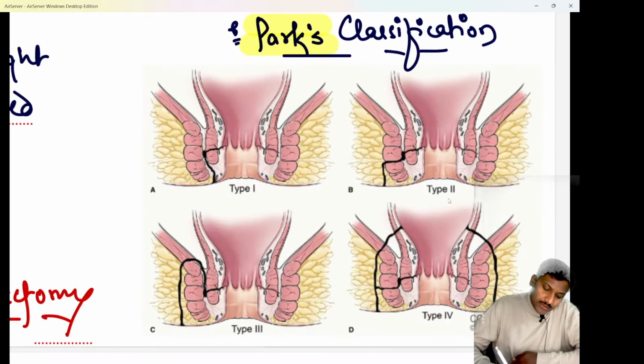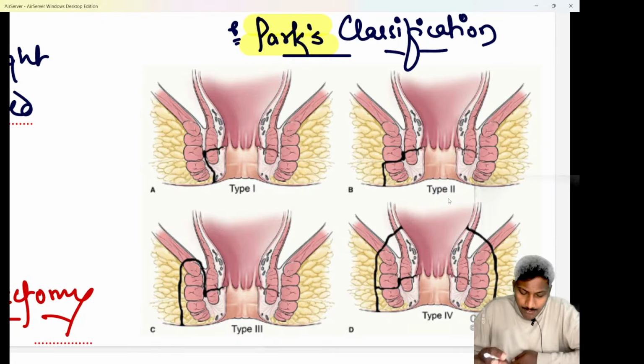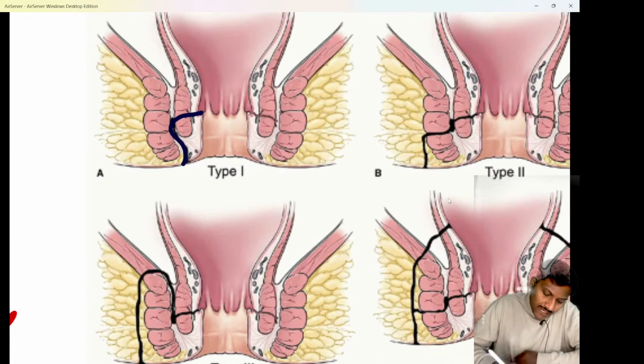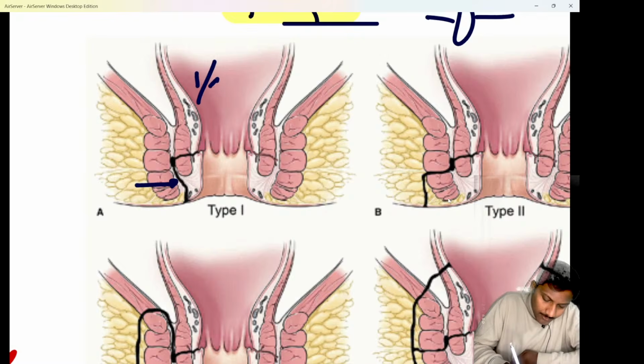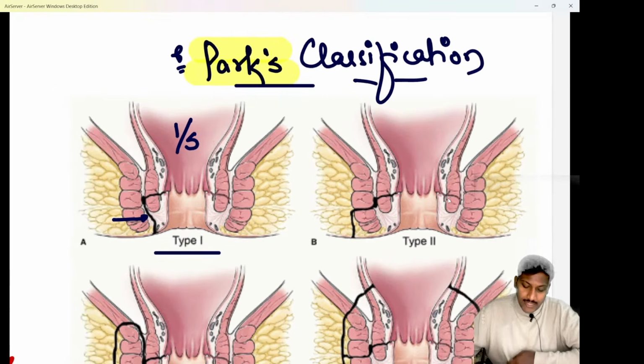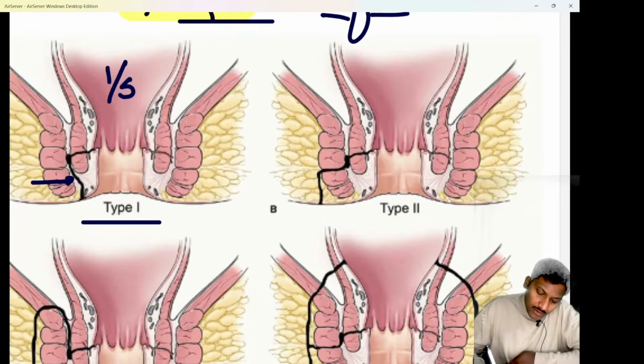Here in the picture you can see this is the internal anal sphincter, this is an external anal sphincter, this is the dentate line, okay? And the black one is the fistula. The first one you are able to see here, the fistula is actually going in between both the sphincters. We know whenever the fistula goes between both the sphincters, it is classically known as the intersphincteric fistula, which is the most common type, and this intersphincteric fistula is also known as the type 1 fistula.